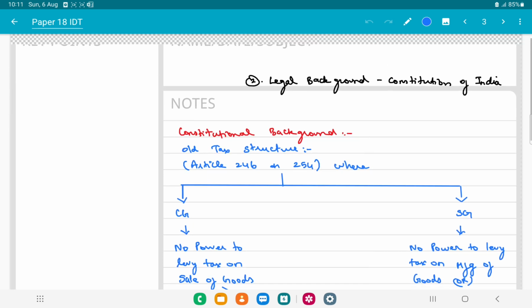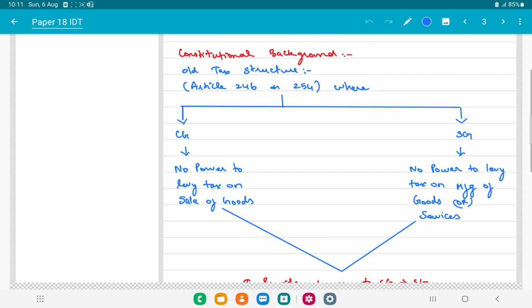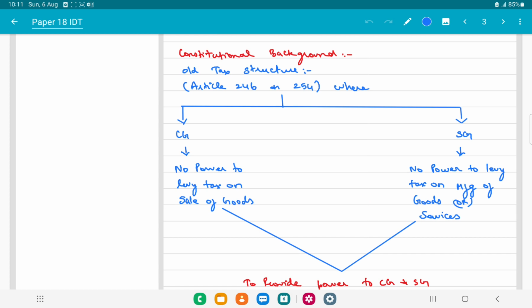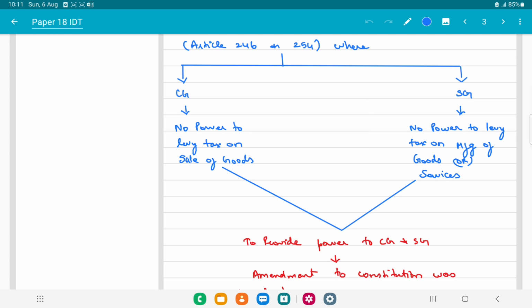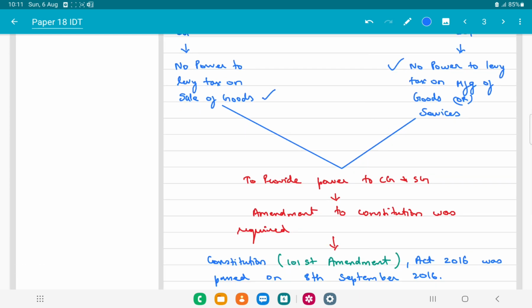Legal background. In the legal background you should know what changes happened to the Constitution of India to implement GST. Earlier it was article 246 and 254 which had some areas of drawback, like there was no power for the central government to levy tax on sales of goods. Whenever there was a sale, there was no power to the central government. In the same way, the state government had no power to levy tax on manufacturing of goods and services. It was an exclusive power in the hands of the central government earlier. So these were some drawbacks due to which we needed to provide equal power to central and state government.